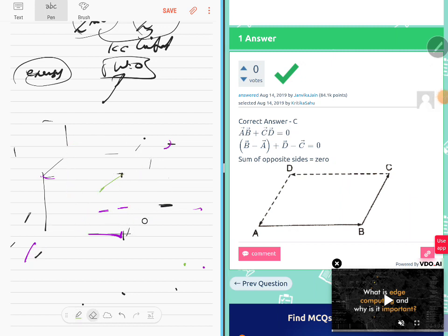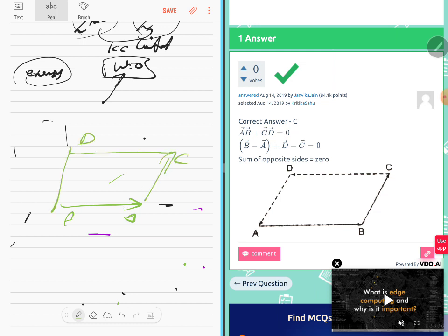So just do a parallelogram ABCD. You know the opposite sides. This is a parallelogram. This is AB, this is BC, CD, AD. You know that the opposite vectors cancel out. So you can say AB plus CD: vector AB and vector CD will be equal and opposite, so it will be 0.